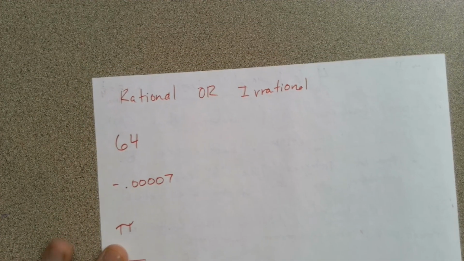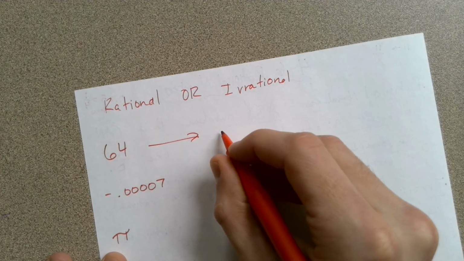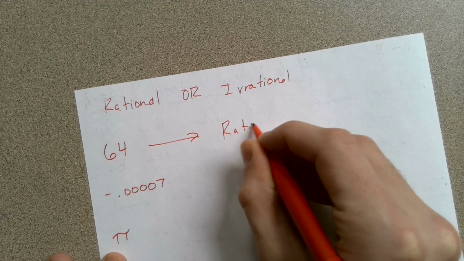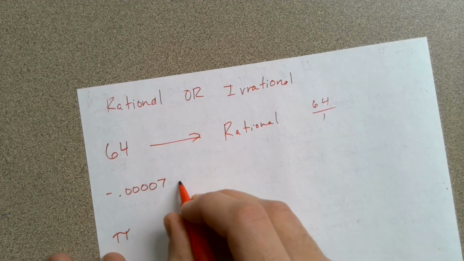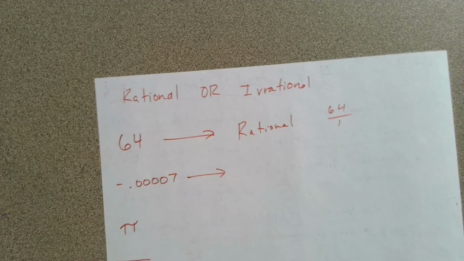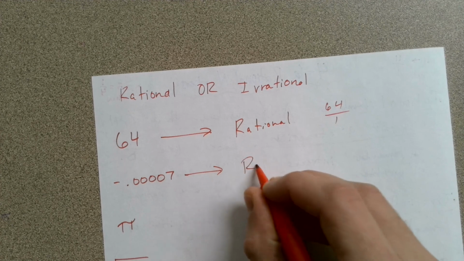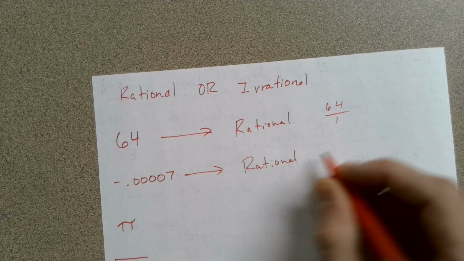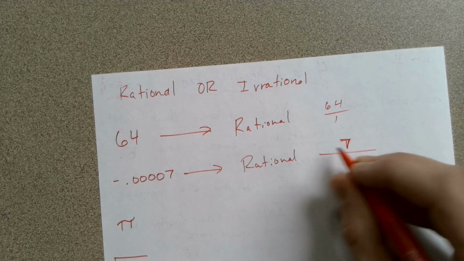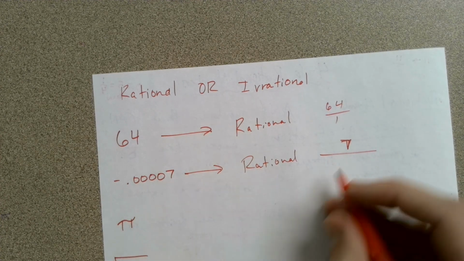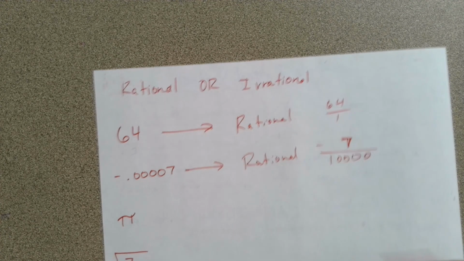Rational or irrational, looking at the first one. Take a second to look at it. Say it out loud or in your head. That is rational. Can be written as 64 over 1. This one, think about it for a bit. Think about our rules. This is rational. This is really the same as 7 over 1, 2, 3, 4. There's our fraction for that.